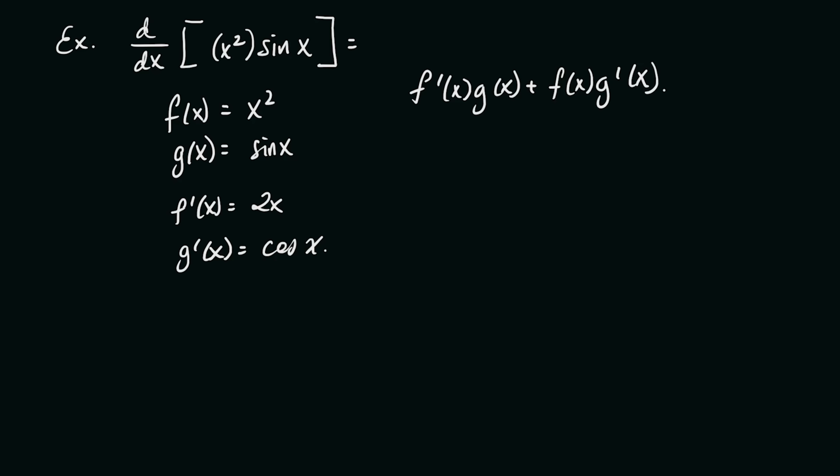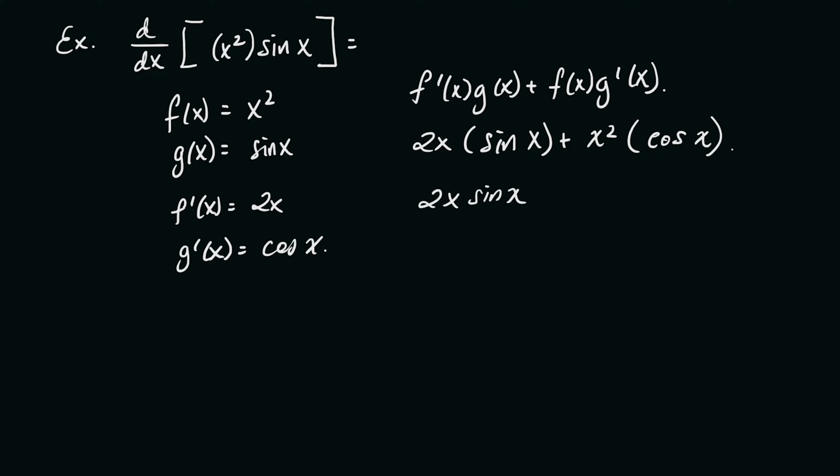And now we can start plugging in the stuff. So f prime of x in this case is just 2x times the g of x, which was sine x, plus f of x, which is x squared, times g prime of x, which is cosine x. And our simplified equation is just 2x sine of x plus x squared cosine x. Now that is our answer here. So it wasn't that bad, right?